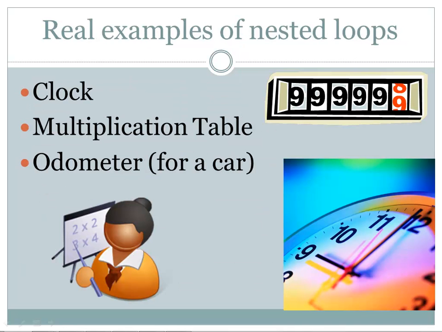Let's look at some real-world examples of nested loops. These examples need to have an inner loop that has a complete cycle before any of the outer loops are changed. These examples include a clock, multiplication tables, or an odometer for a car.